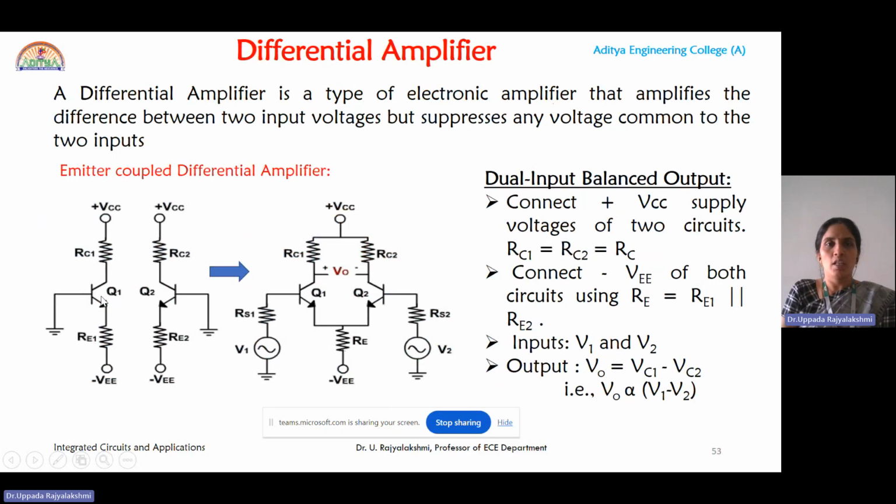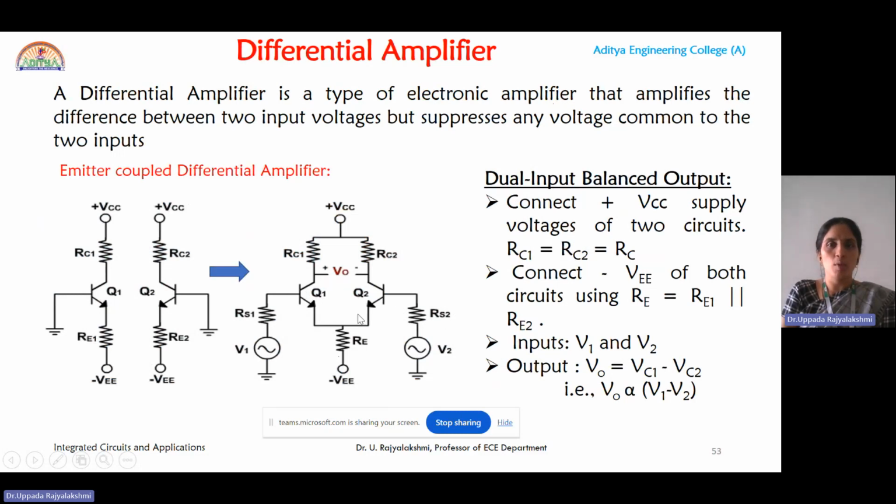And what are the inputs? The inputs are applied to the base terminals of Q1 and Q2. The inputs are V1 and V2, and V1 is connected to Q1 base via source resistor RS1. Similarly, the input V2 is applied to the base of transistor Q2 via source resistor RS2. The output is V0, which is the difference between the two collector ends of the transistors Q1 and Q2.